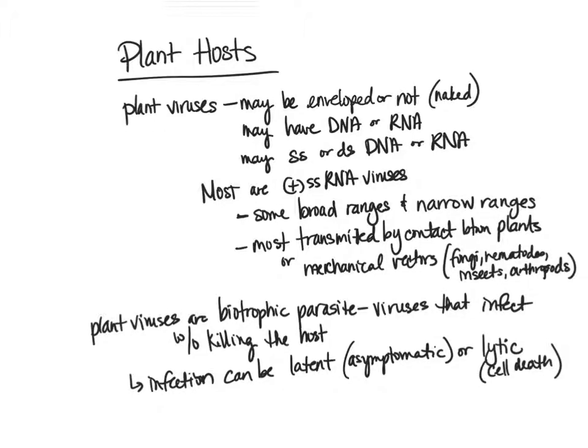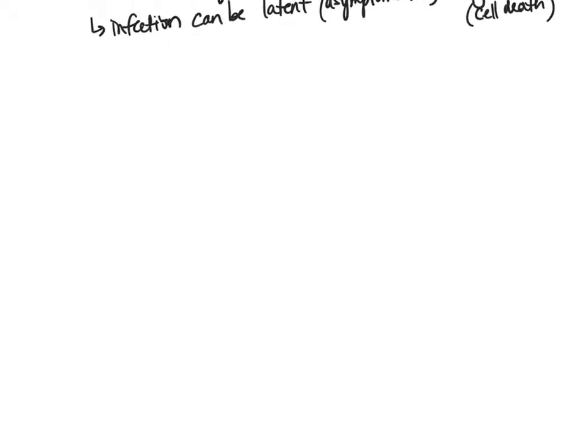So that's really all we're going to talk about when we talk about plant hosts for different types of viruses. And now what we're going to do is move into talking about the viral growth curve. So this is the end of 6.2 here. We're going to talk about the viral growth curve.